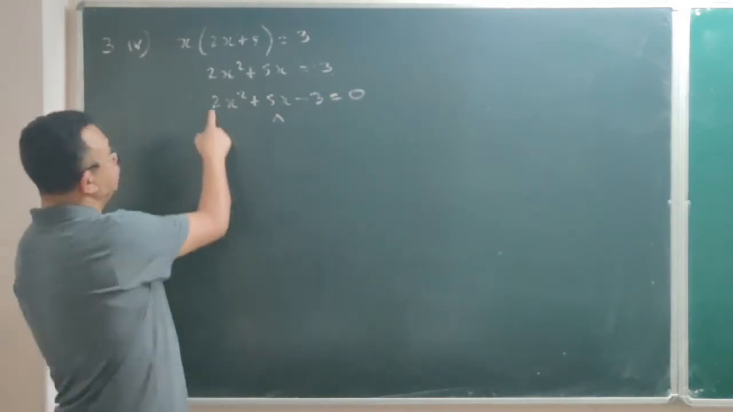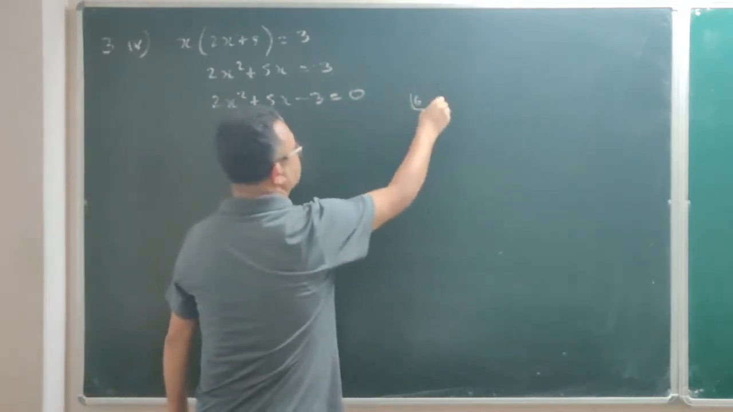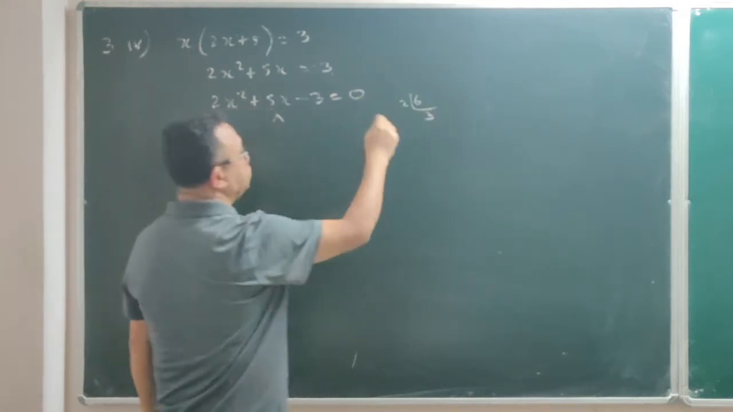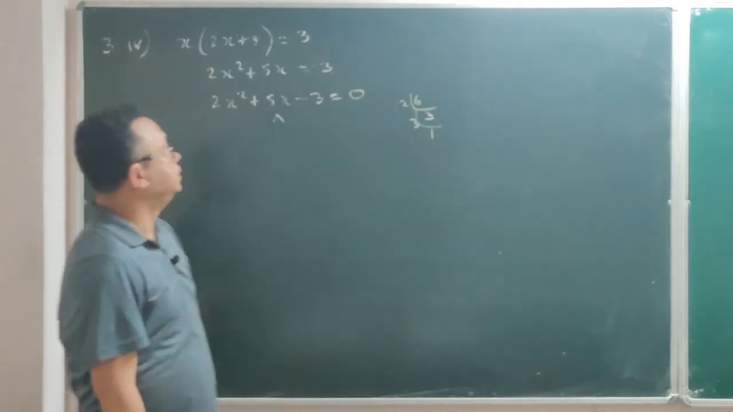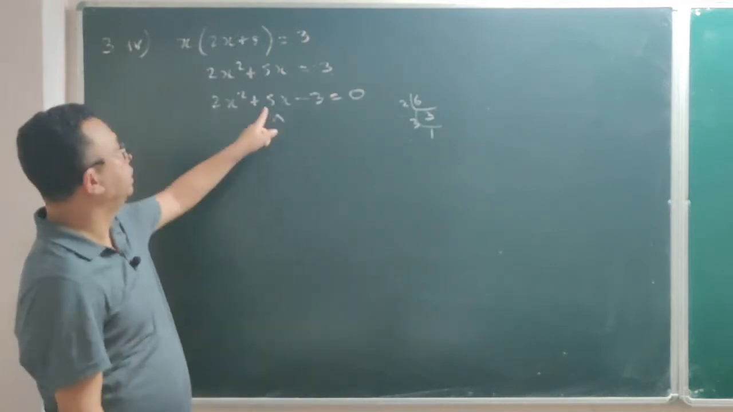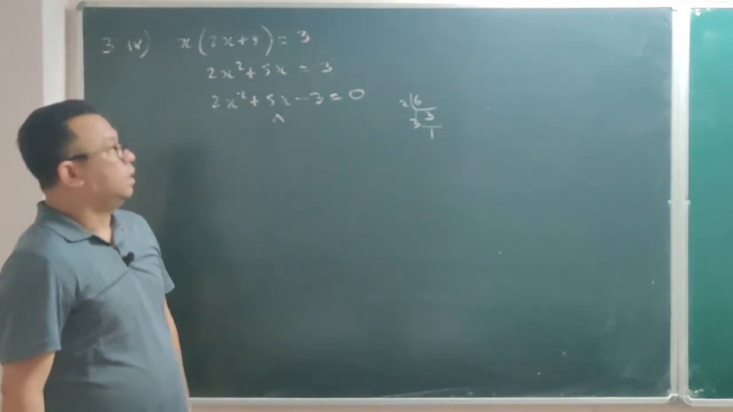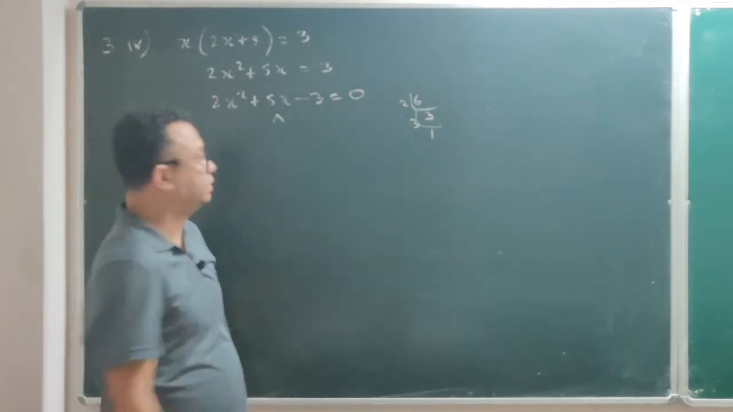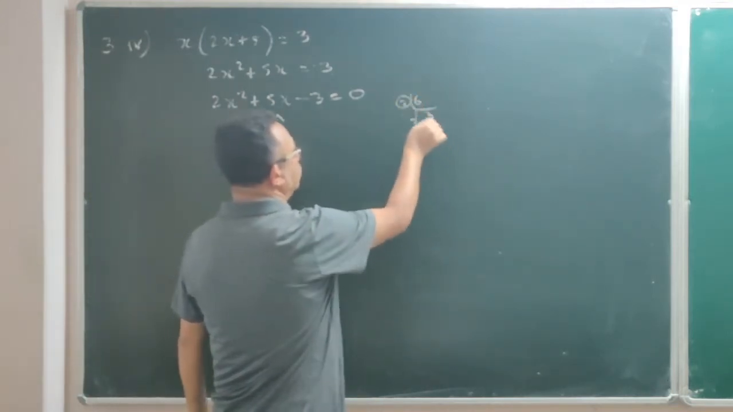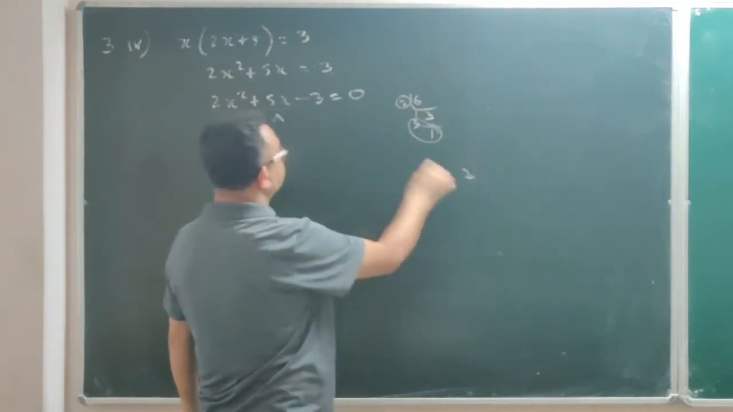Now factors. 2 into 3 is 6. Now if I find the factors of 6, 2 will go here 3 times, then 3 will go here 1 time. So now these numbers I have to arrange in such a way that I should get 5. Now 2 and 3 when you add, you will get 5. But then see, now look at the arrangement. 2 and 3. 2 plus 3 is coming 5.